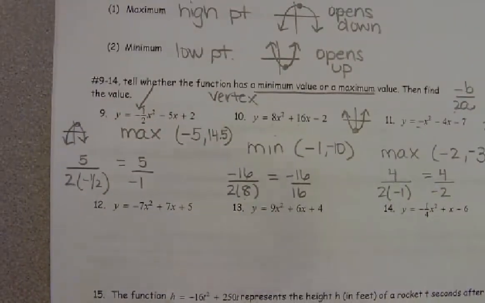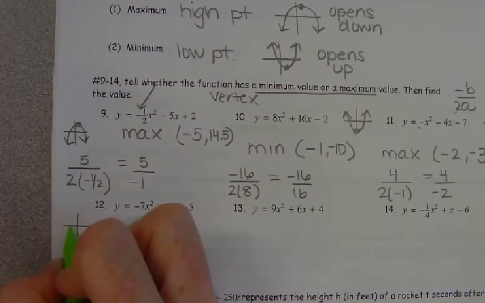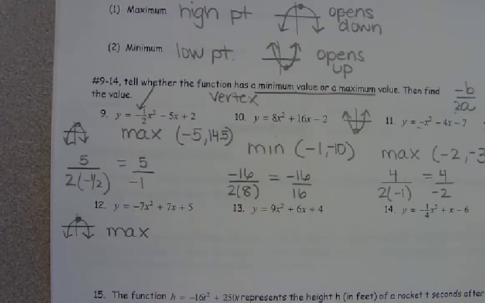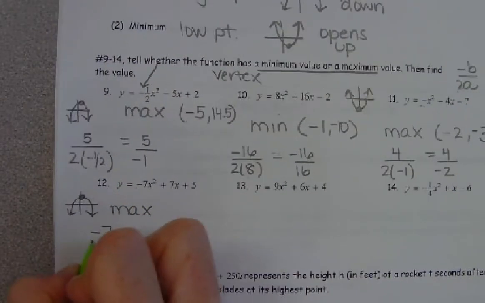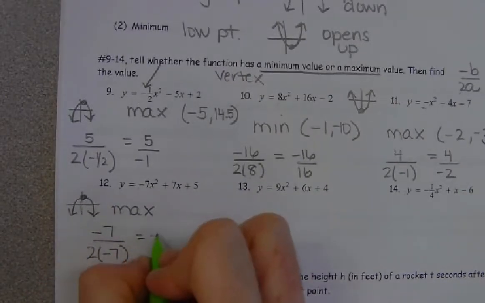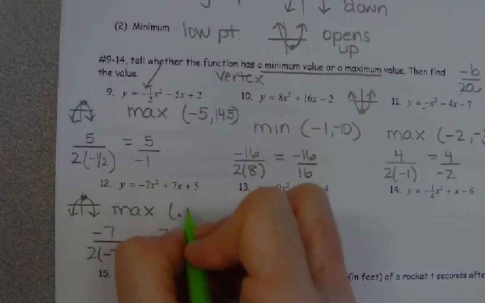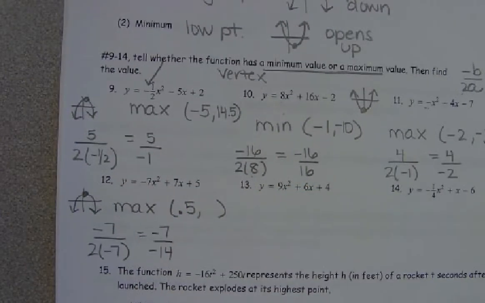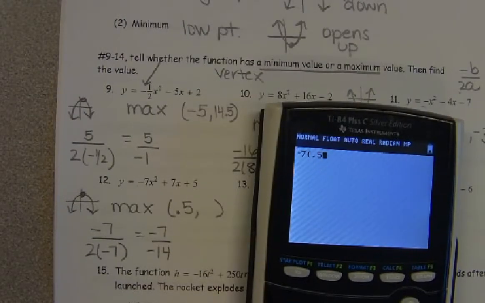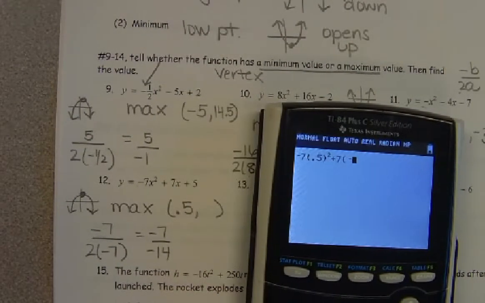Let's try the next example. Because this is negative, it opens down. Whenever it opens down, it has a max. So in this problem, the opposite of b is negative 7, over 2 times a, which is negative 14. I have negative 7 over negative 14, so my point there is going to be 0.5. Then I take and I plug in 0.5. Negative 7 times 0.5 squared plus 7 times 0.5 plus 5, and I'm going to hit equals, and it looks to me like I get 6.75.